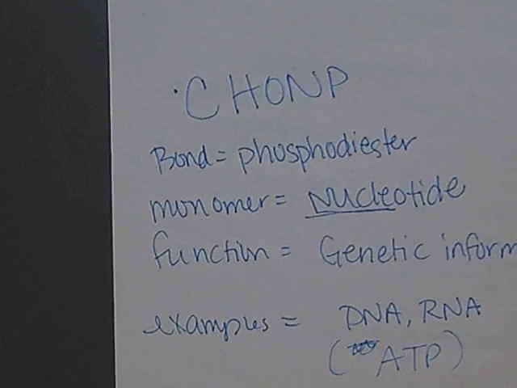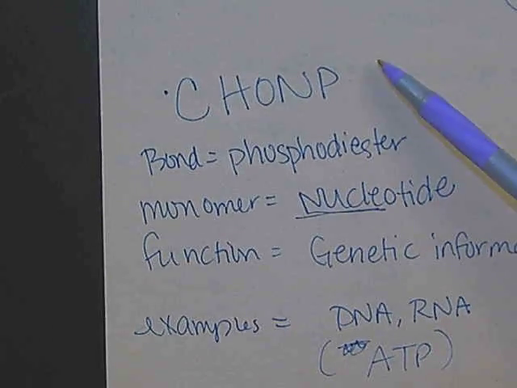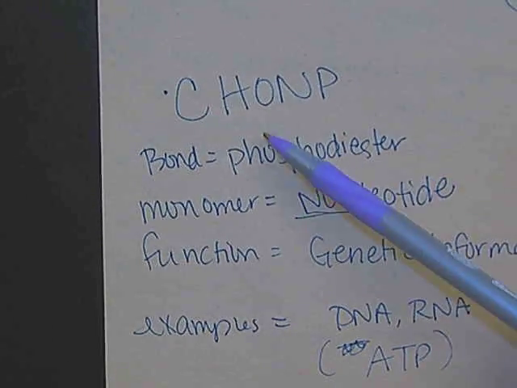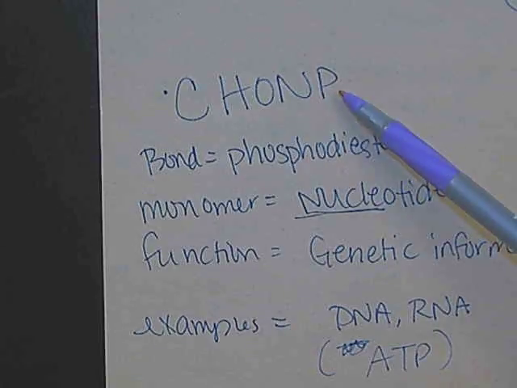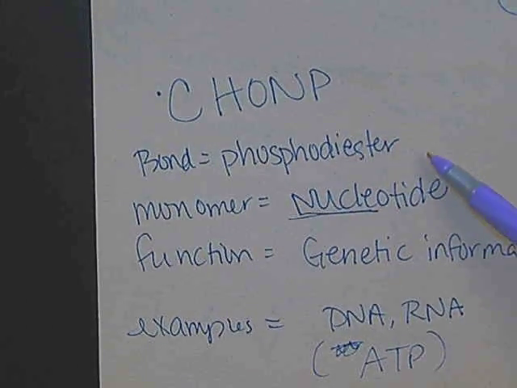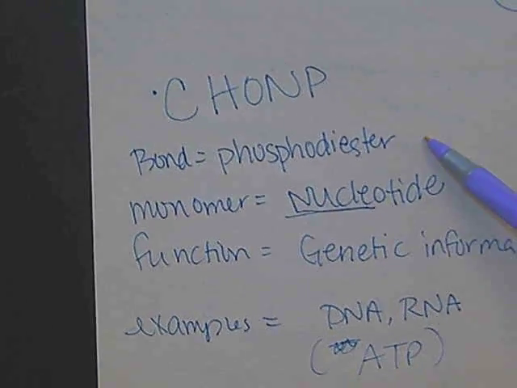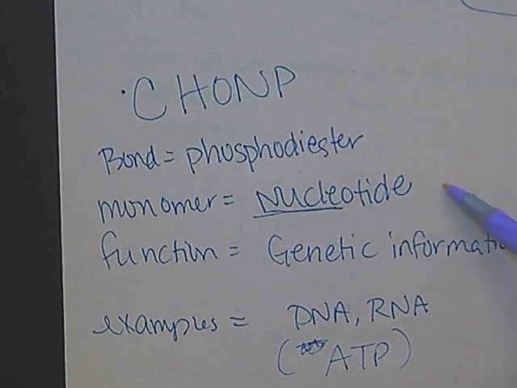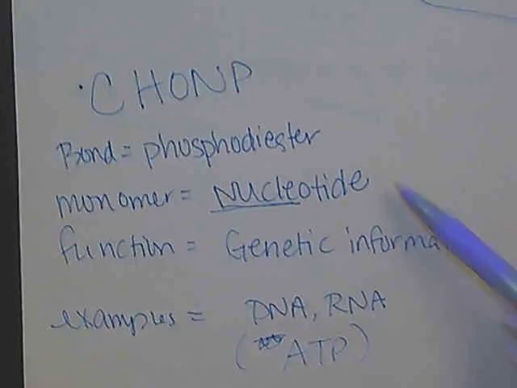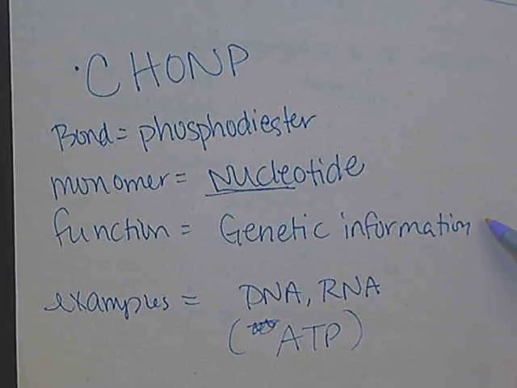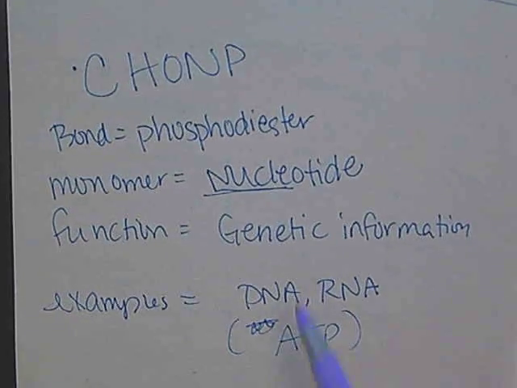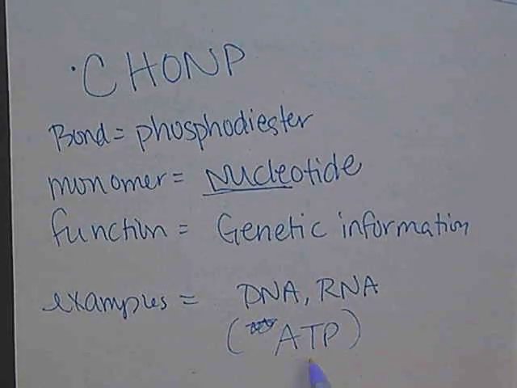Just reviewing some of the basic information about our nucleic acids. They are made up of the elements carbon, hydrogen, oxygen, nitrogen, and phosphorus. The bonds that hold our nucleic acids together are called phosphodiester bonds. The monomers are called nucleotides, and their function is genetic information. Some examples of our nucleic acids include DNA, RNA, and ATP as well.